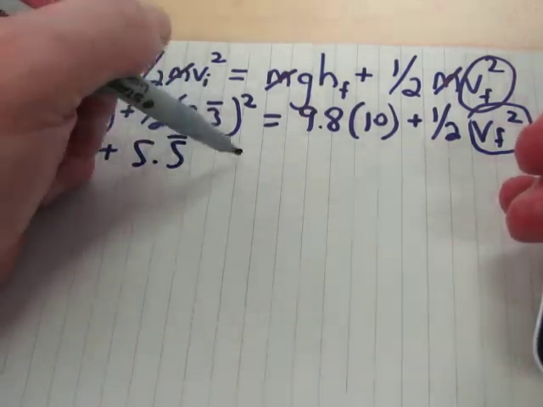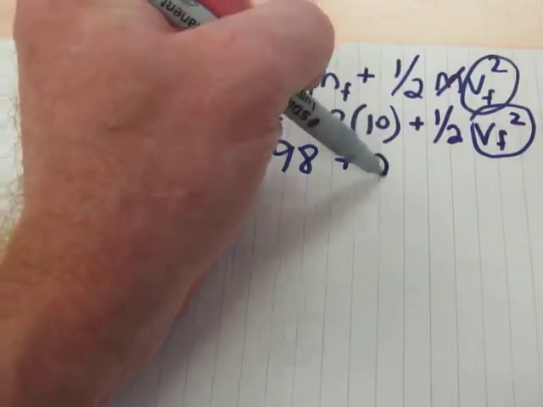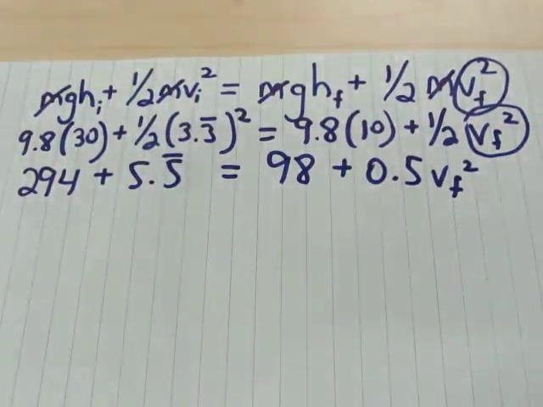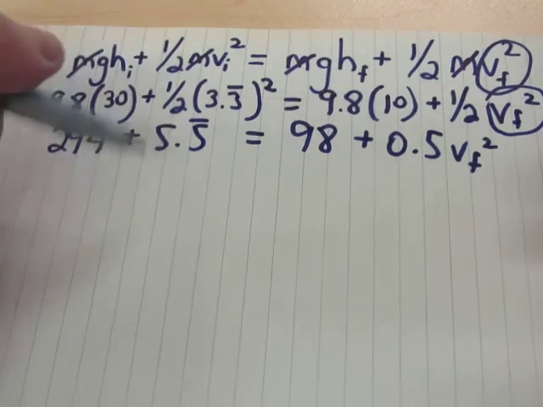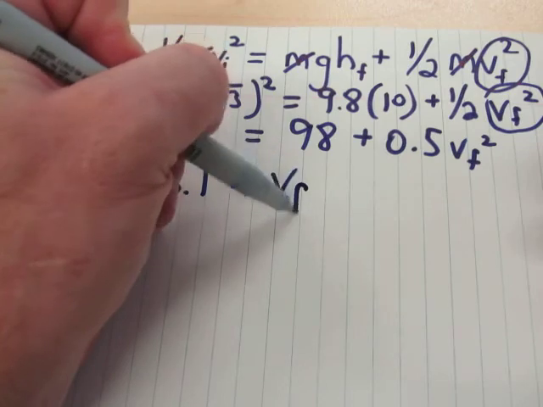5.55 repeating, 98, and 1/2 VF squared. I like to write 1/2 as 0.5. I hate fractions. I try to get rid of fractions whenever I can. Okay, so that's a little bit better. 294 plus 5.5 repeating, minus 98 when you bring it over, and divide by 0.5 gives me 403.1 repeating, and that's actually still VF squared.